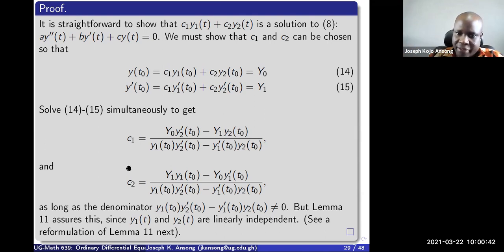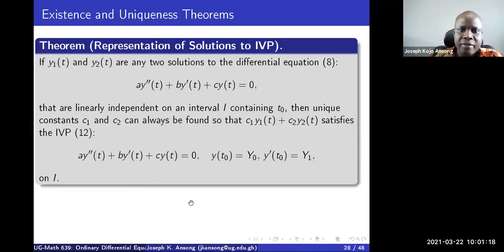and C2. But the technical lemma tells us that, since y1 and y2 are linearly independent, this expression here in the denominator never goes to 0. This never goes to 0 from the technical lemma. And since this is never 0, we are assured that we have C1 and C2, which can be chosen to satisfy the initial condition at t naught. Okay, so that is basically the proof. So we have really proved theorem 10 here, by using the technical lemma.